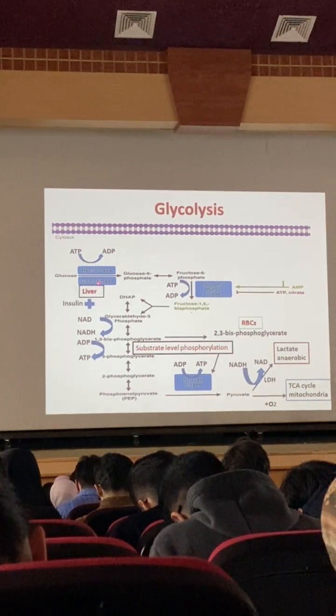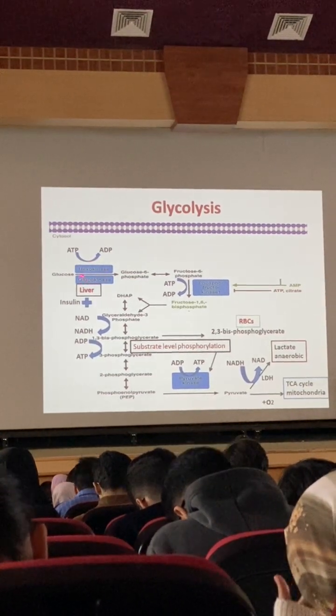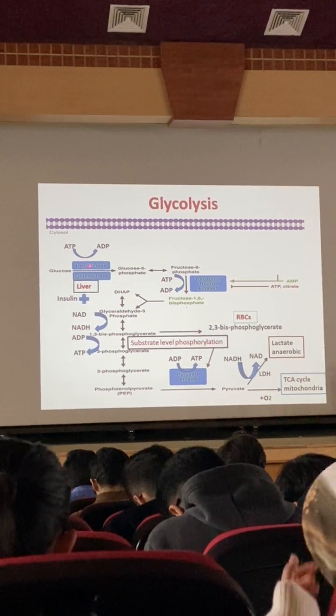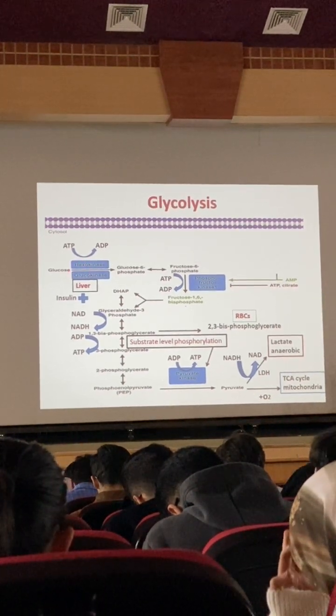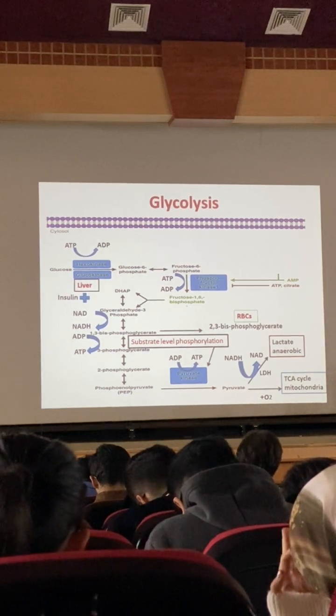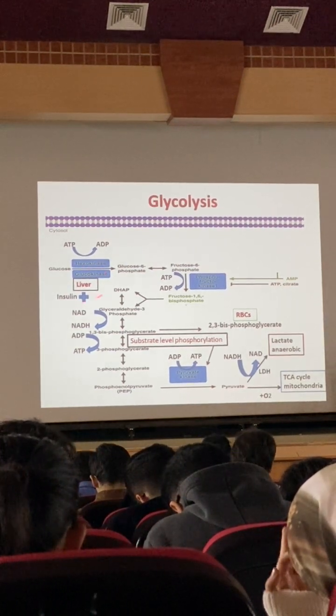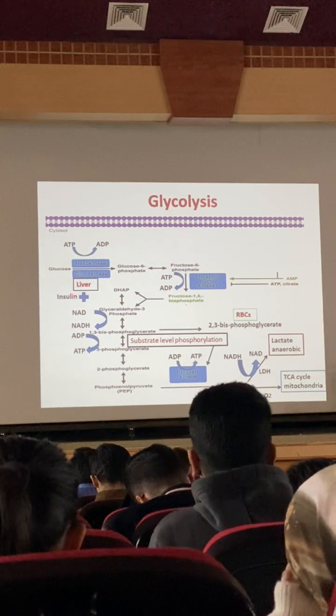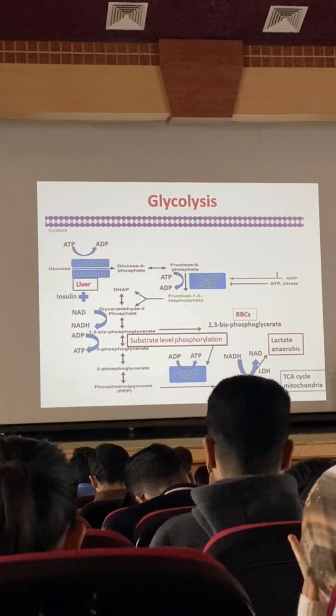Also, we have another enzyme that's similar to this one. Hexokinase acts on 6-carbon sugars. This is glucokinase, which is specific for glucose. It's present in the liver only. This glucokinase is hormone dependent.